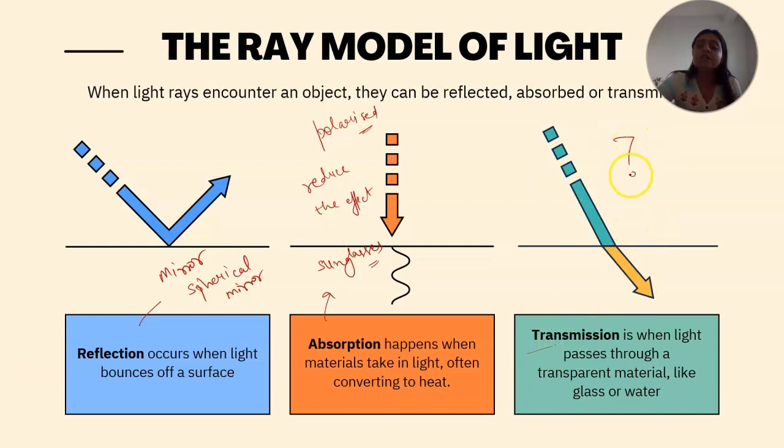Now this topic we are going to cover the transmission of light. There are different optic devices which perform the reflection, which perform the absorption, and now there is a third optic device which is going to perform the transmission.